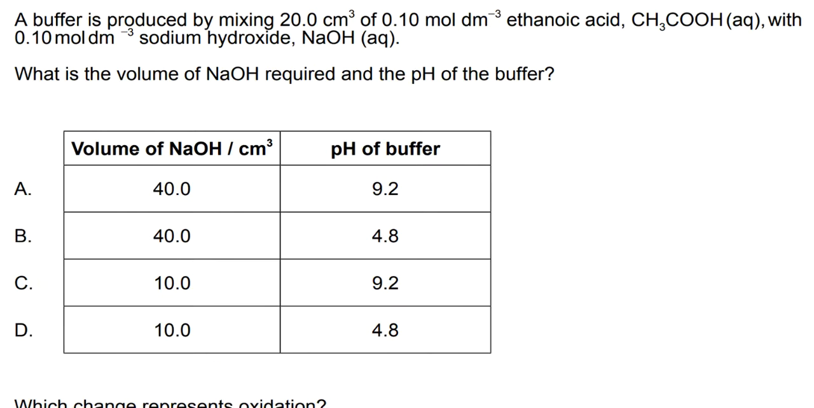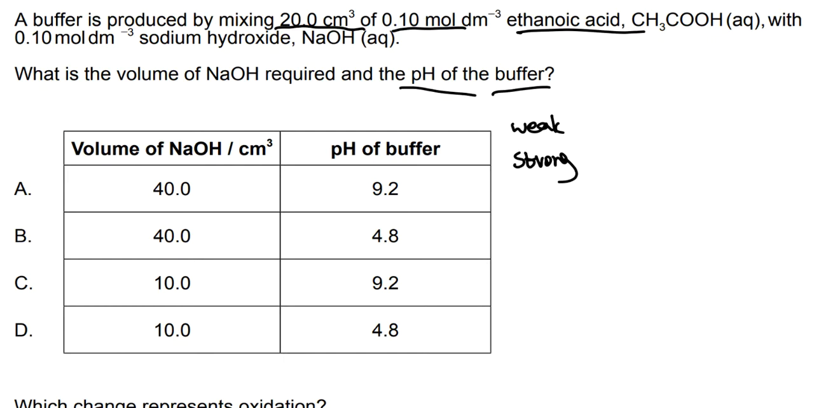A buffer is produced by mixing 20 cubic centimeters of 0.1 molar ethanoic acid with 0.1 molar sodium hydroxide. What is the volume of sodium hydroxide required and the pH of the buffer? Well, if we're trying to make a buffer, we need to mix a weak substance with a strong opposite substance. So if we have a weak acid, we're going to mix it with a strong base. If we have a weak base, we need a strong acid.